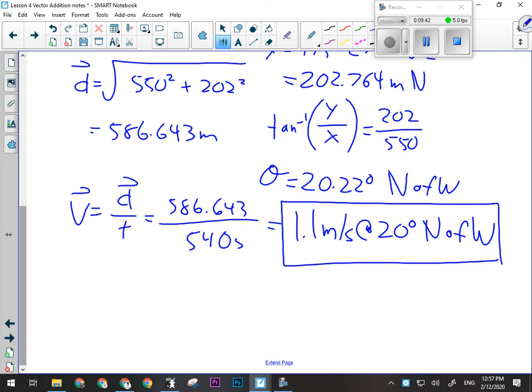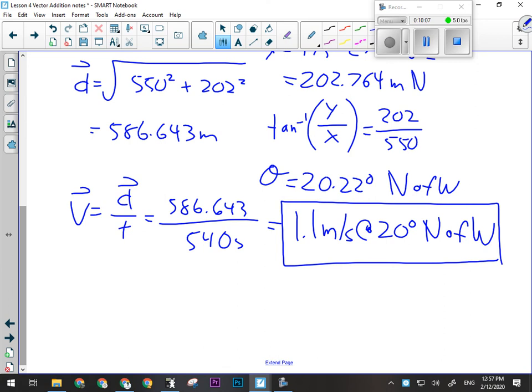Another place where people would lose a mark, they'd forget to put that 20 degrees north of west they worked so hard to figure out on their final answer. Which means you gave me a speed and not a velocity. So that would be a pretty typical quiz type question, hint, hint, because you will have a quiz on vector addition tomorrow. May not be exactly like that, but always be on the lookout for a final step.